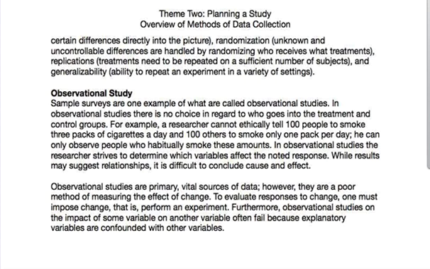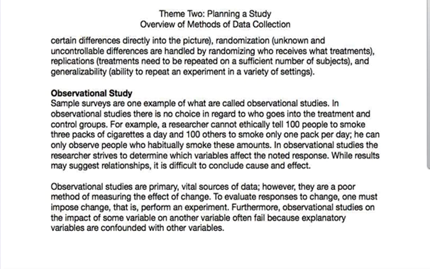Another method of data collection is an observational study, and sample surveys are one example of an observational study. Remember, with sample surveys, your goal was to make sure that you did not do anything that would affect the answers; you're just asking questions. In observational studies, there is no choice in regard to who goes into the treatment and who goes into the control. For example, a researcher cannot ethically tell 100 people to smoke 3 packs of cigarettes a day and 100 people to smoke only 1 pack a day. He can only observe people who habitually smoke these amounts.